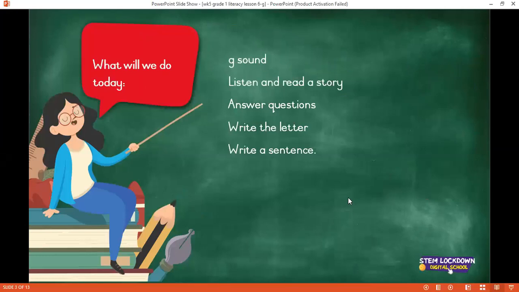Today we are going to do the G sound. We are going to listen and read a story. We are going to answer questions, write the letter, and write a sentence.